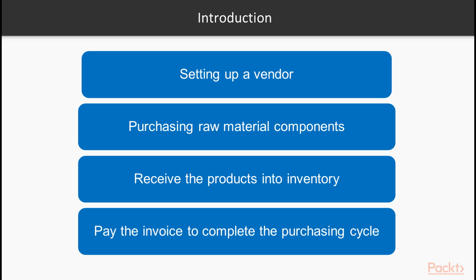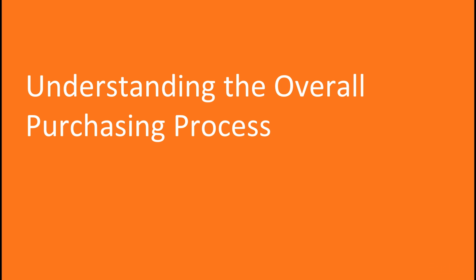In this section, we start getting into what could be considered the core functionality of most ERP systems. We will begin by setting up a vendor and then purchasing raw material components. After the products arrive, we then receive the products into inventory and pay the invoice to complete the purchasing cycle. Now let's move to the first video of this section, understanding the overall purchasing process.